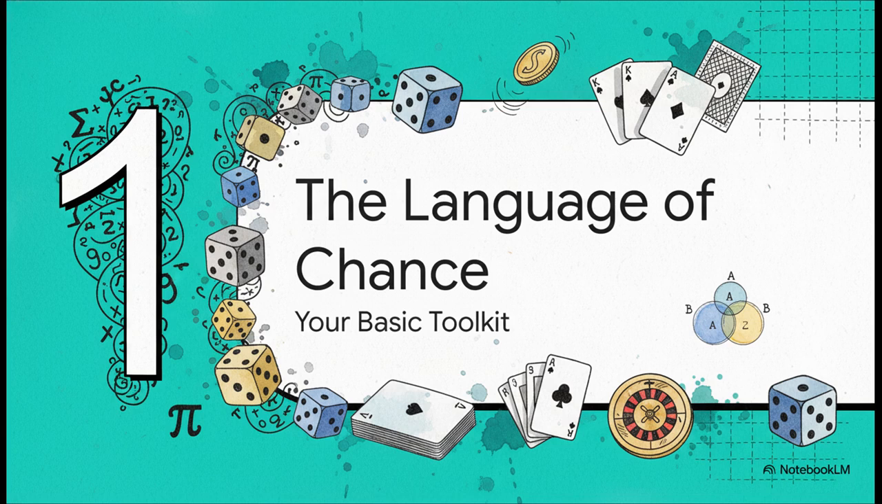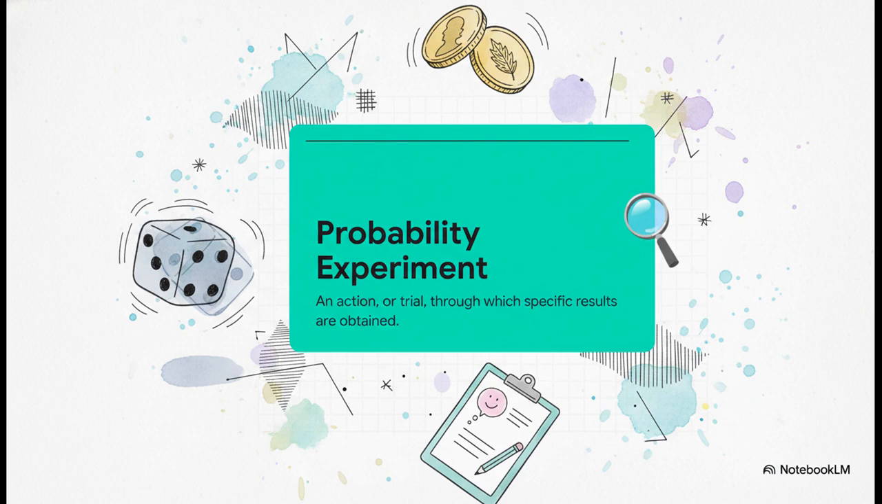All right, first things first, we need to learn the basic vocabulary. Think of these next few ideas as the core toolkit you need to talk about probability like you really know what you're talking about. Okay, first up is the idea of a probability experiment. Now, this sounds super technical, but I promise it's incredibly simple. It's just any action where you can get a specific result. Rolling a die, flipping a coin, even asking someone a question in a survey. Yep, those are all probability experiments.